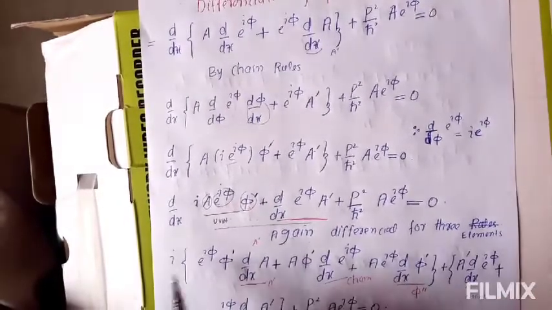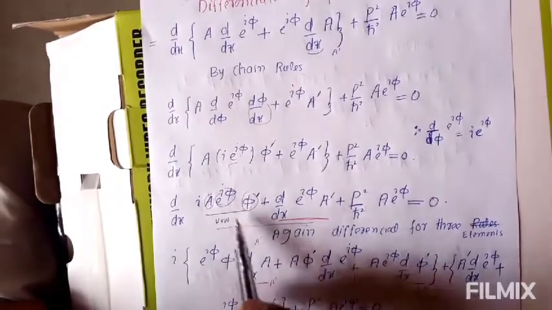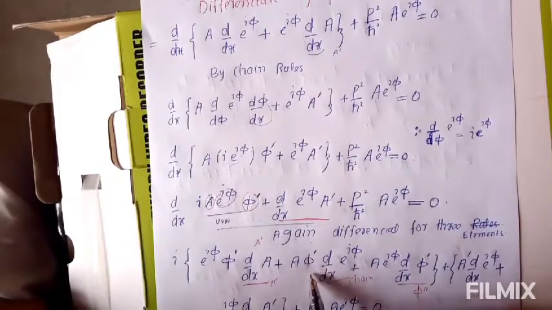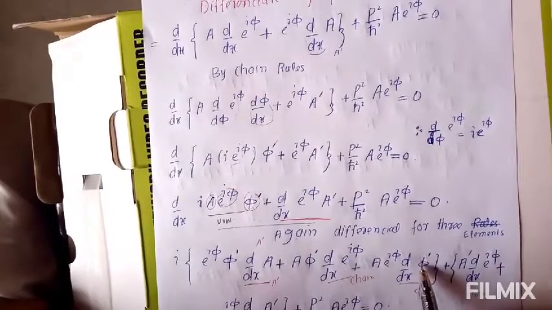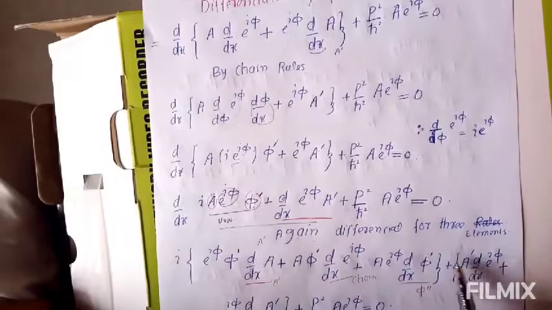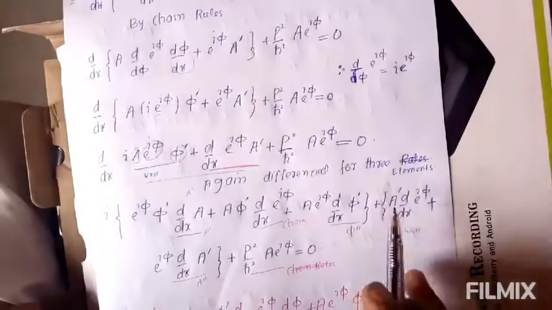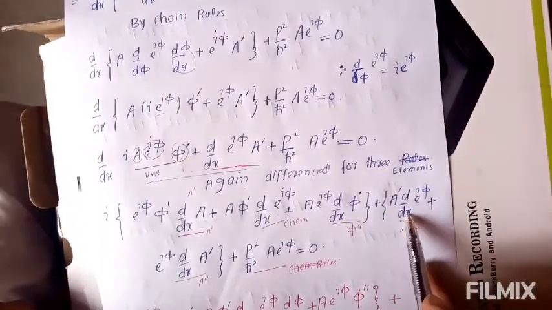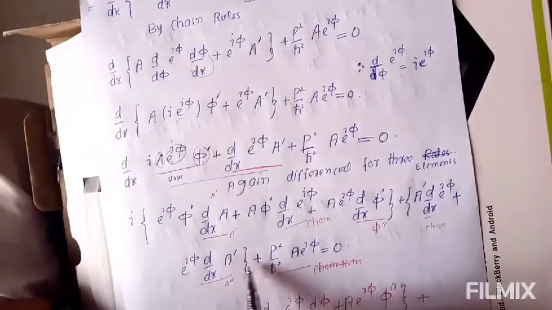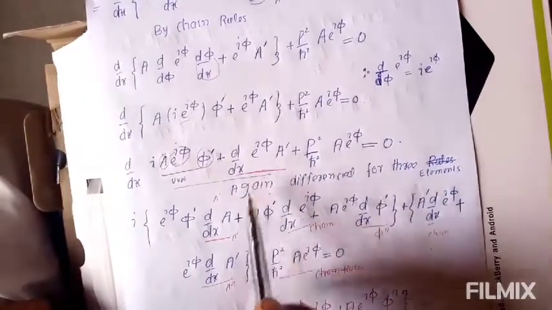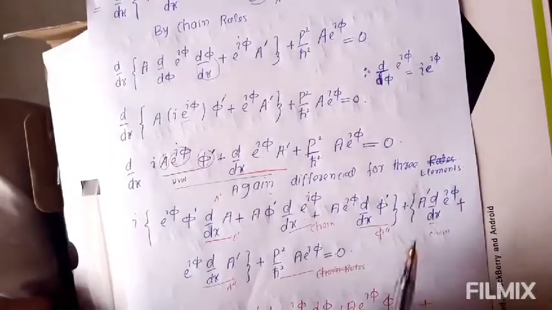Here i will be common. So it will be e^(iφ) φ dash d/dx of A, plus A φ dash d/dx of e^(iφ), plus A e^(iφ) d/dx of φ dash. Then we also take the derivative of the A dash term: A dash times i d/dx of e^(iφ), plus e^(iφ) d/dx of A dash, plus p²/ħ² times e^(iφ), which is the original function.